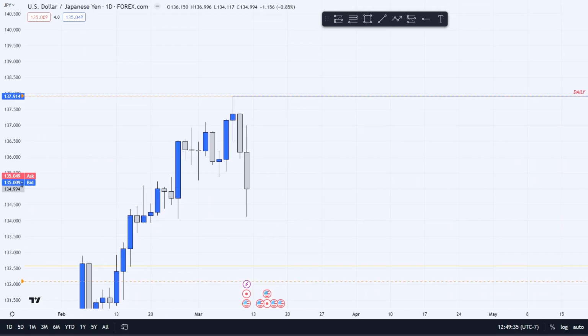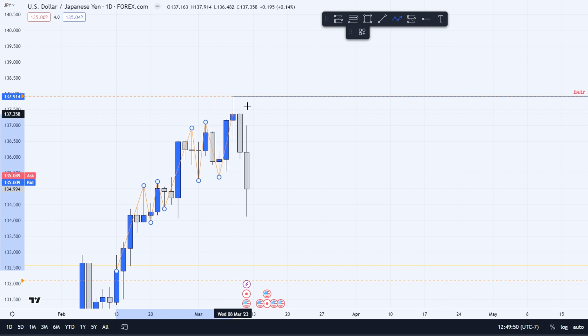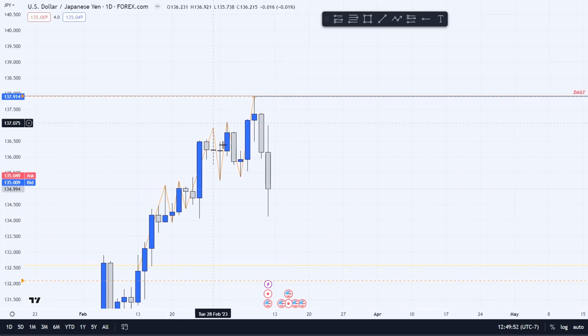Daily time frame to draw 4-hour structure as usual. So we got this high, this low, this high, higher high, higher low, higher high, higher low, higher high, higher low, and then a higher high. So I drop down to my 4-hour.